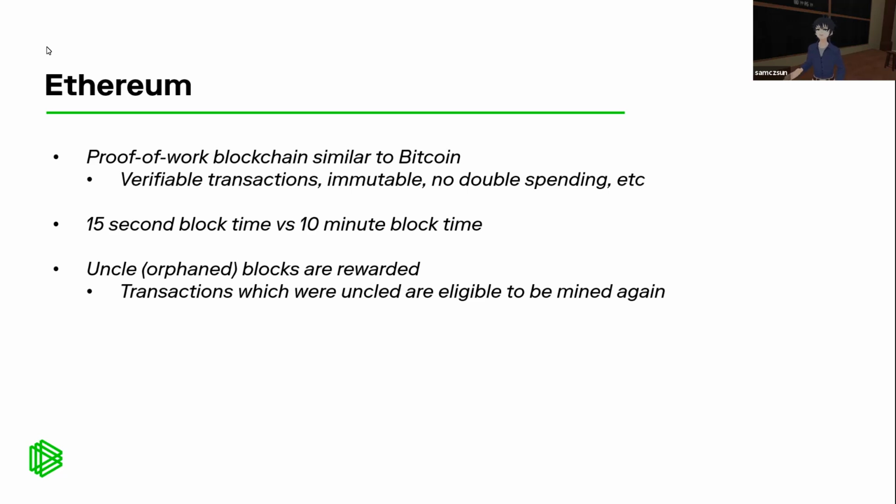One difference is that the block time on Ethereum is 15 seconds compared to 10 minutes on Bitcoin, which means, of course, that the chance of a miner finding an orphan block, or an uncle block as is known here, is much higher. Ethereum adjusts this by rewarding miners who find uncle blocks. And of course, if your transaction was included in an uncle block, it will be eligible to be mined again. Otherwise, you'll have a bunch of lost transactions, which is not good for user experience.